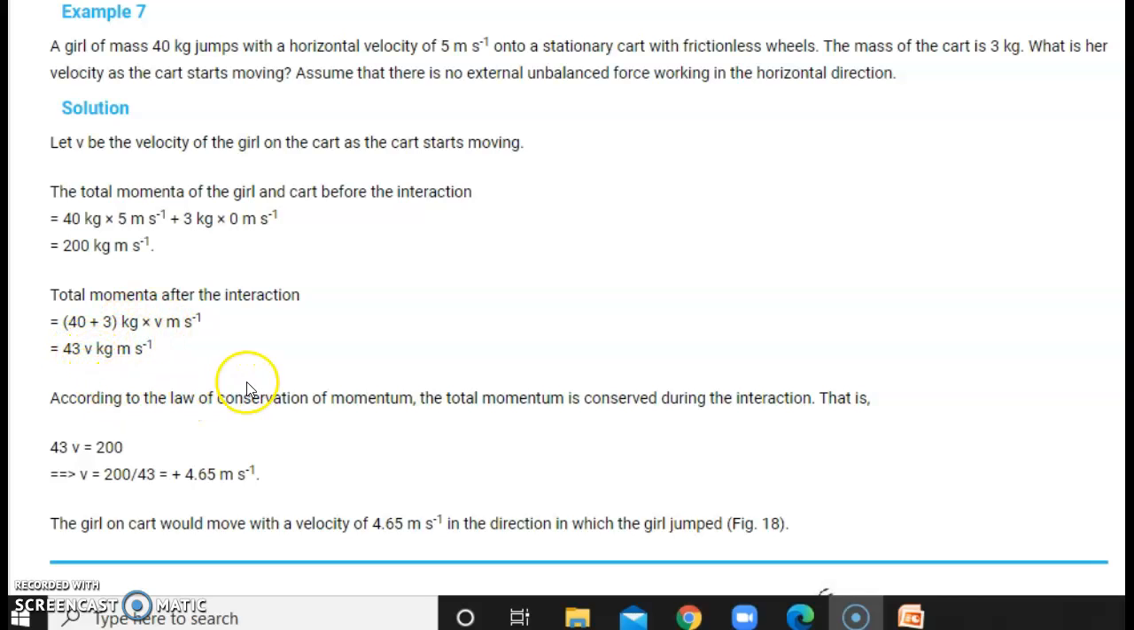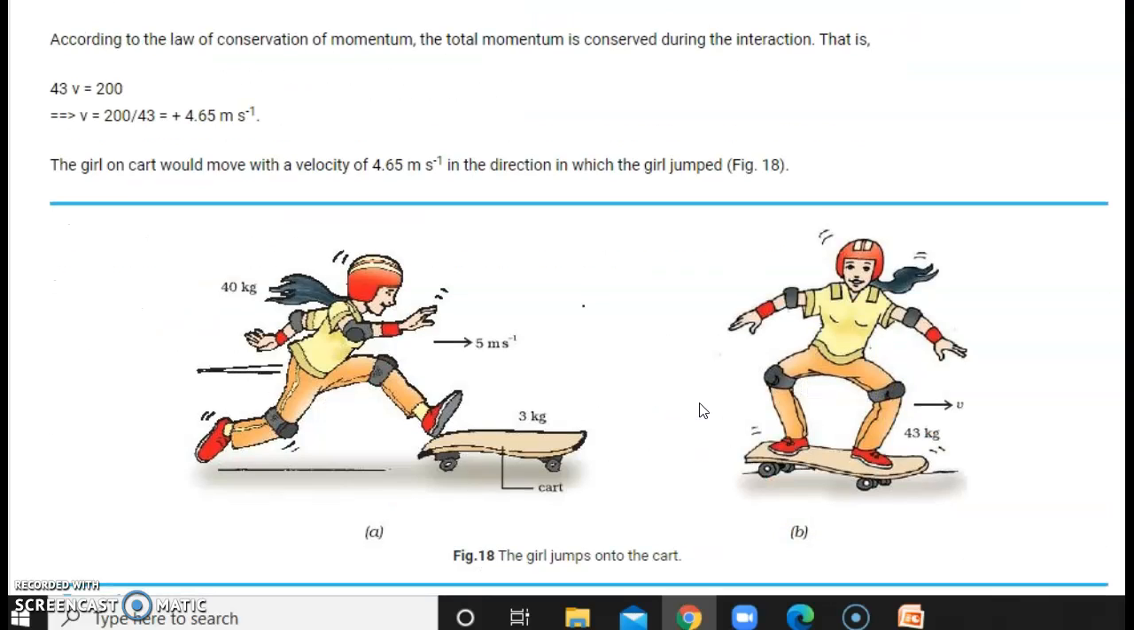As per the law of conservation of momentum, the total momentum is equal to the final. So 43v is equal to 200. So v is equal to 200 upon 43, that is 4.65 meter per second. So the girl on the cart would move with a velocity of 4.65 meter per second in the direction in which the girl jumped. You can see the figure here of the girl moving with the cart.